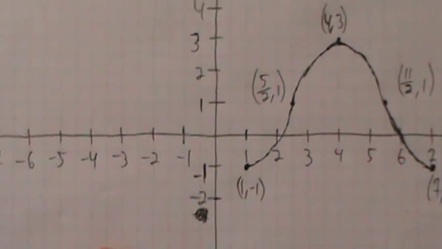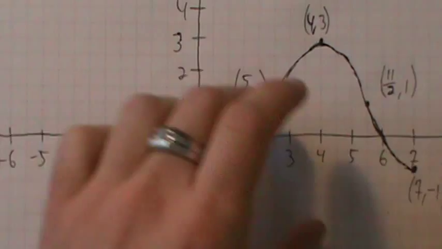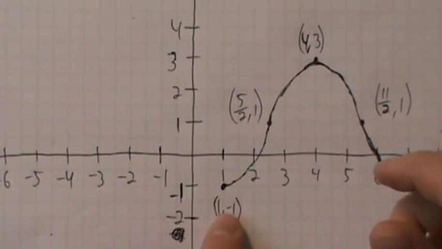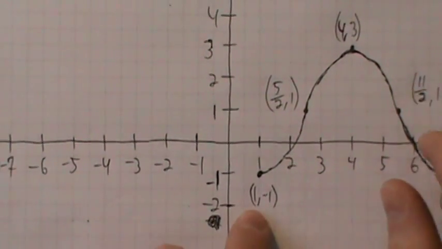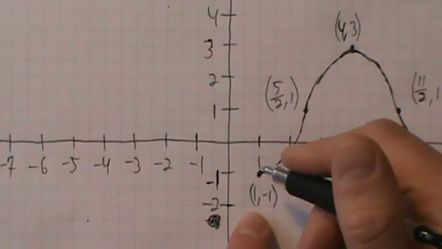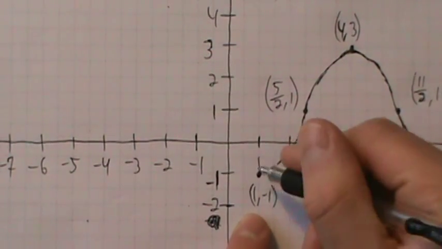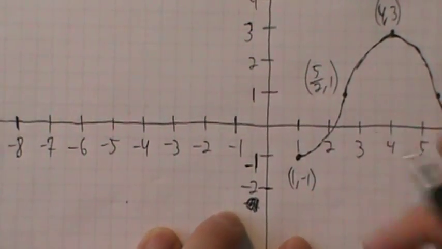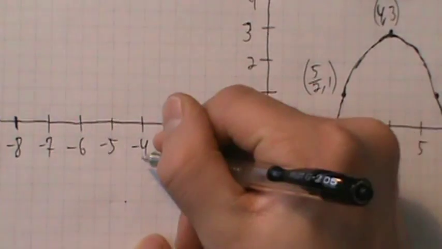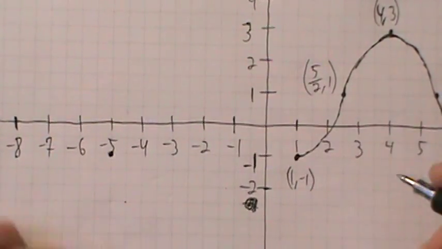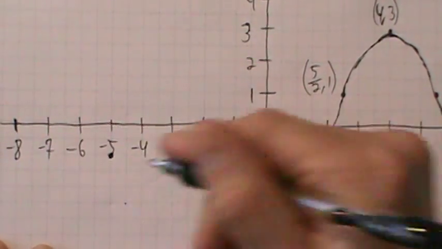So all we have to do now is think, where do these points move to if we go 6 units to the left? Okay, well, 1, negative 1. If we go 6 to the left, all the y values will stay the same, but the x values will change. So 1 minus 6 is negative 5. Counting 1, 2, 3, 4, 5, 6 units, right here we confirm at negative 5. So negative 5 comma negative 1.